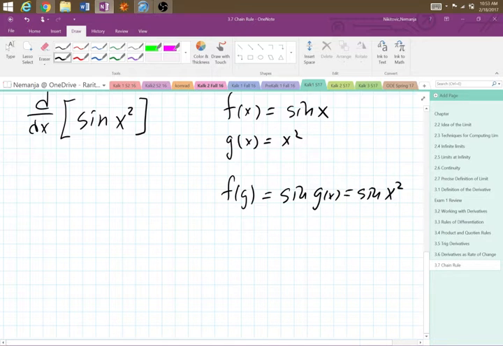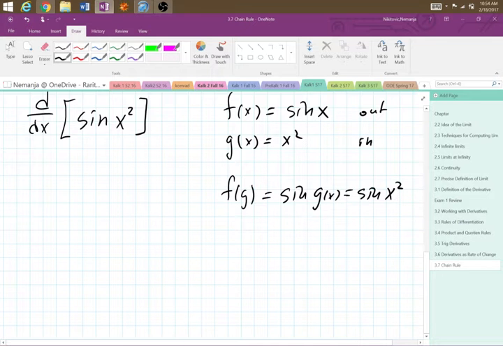This is not multiplication between sine and x squared. Sine as a function has to have something as the argument. So you can't just say this is sine times x squared. No, this is x squared replacing the original x that was there as the argument of sine. So now I have created the function, and I understand the inner and outer parts.